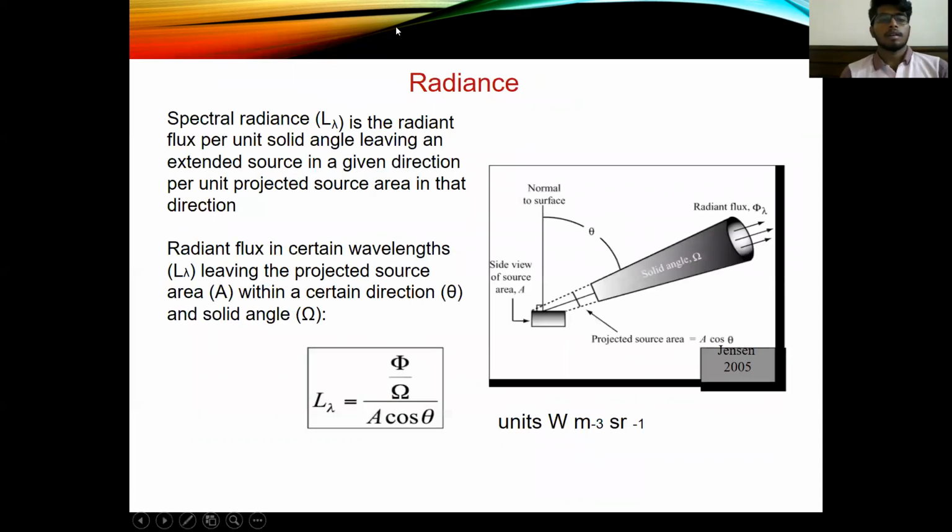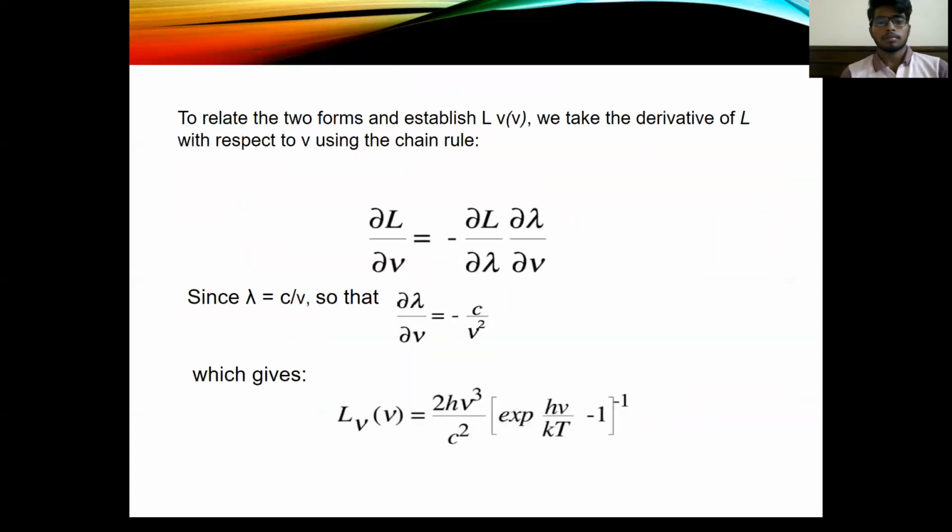Radiance. Spectral radiance L lambda is the radiant flux per unit solid angle leaving an extended source in a given direction, per unit projected source area in that direction. Radiant flux in certain wavelengths leaving the projected source area within a certain direction and solid angle: L lambda equals delta phi by delta omega A cos theta.